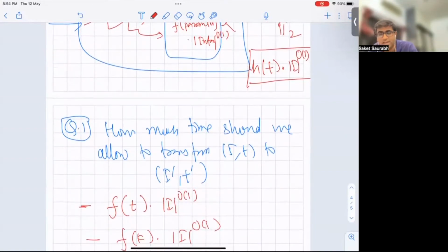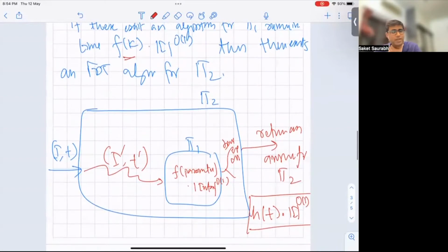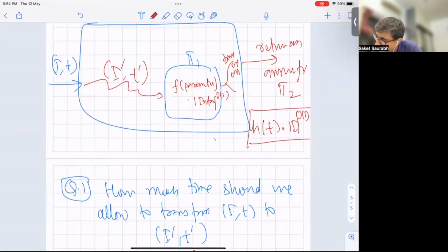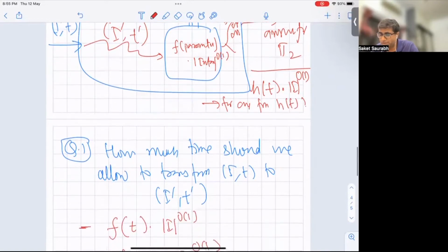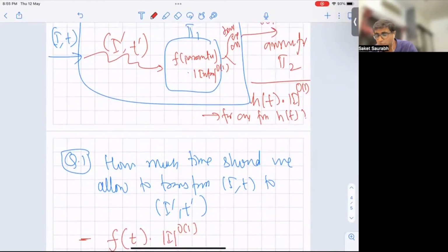So should I constrain the running time where h is some function? Like I'm shooting for this kind of algorithm for some function, or any function. Can we design such an algorithm for any function h? Now my question is, in the first transformation, should I restrict it to take time f of t, or can it be allowed some different function?